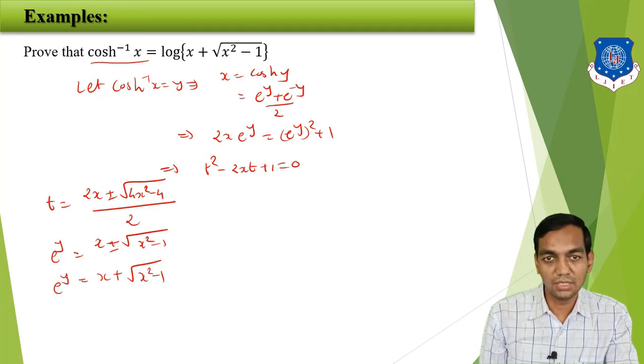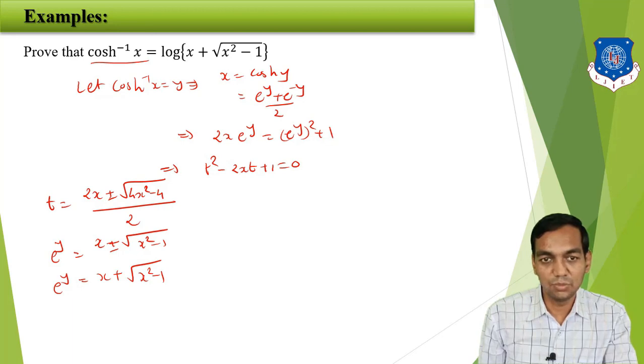Now here we have taken the positive part, as your x is always greater than 1, because cos hyperbolic x has a range from 1 to infinity. Okay, it is not going to be less than 1. The value of x is always going to be greater than 1. That's why we have taken the positive part only. Now, because if you are taking negative, then this will be in complex form.